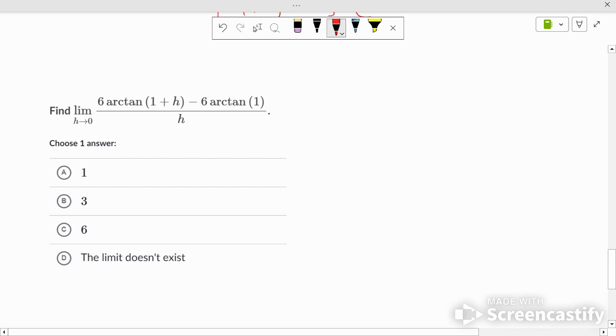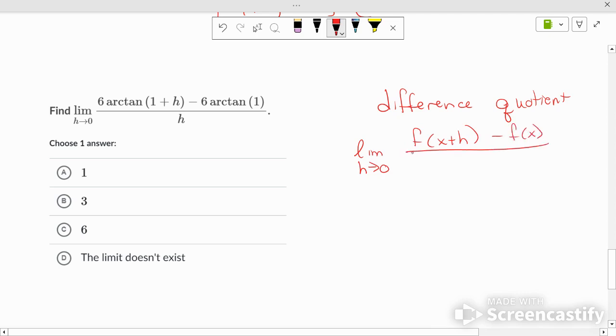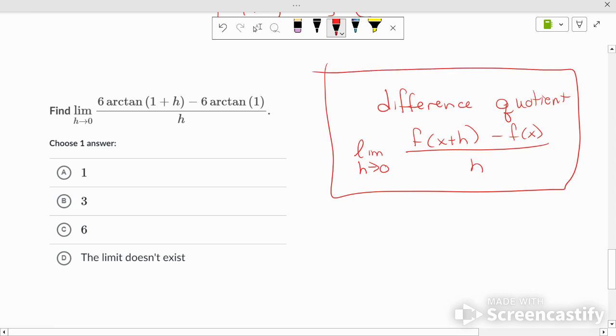What is what? This is the difference quotient. The difference quotient is the limit as h approaches 0 of f of x plus h minus f of x all over h. Know this. This is like the Bible of taking a derivative, the difference quotient. All right. Yeah, you can write it down on your note card. That's fine. I don't care if that's on your note card.